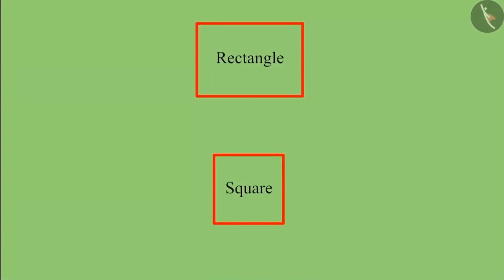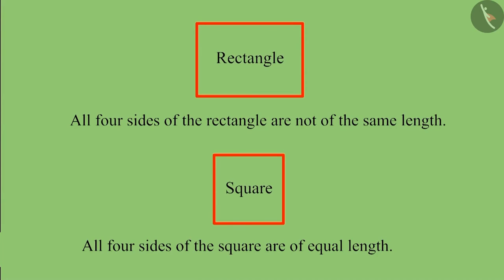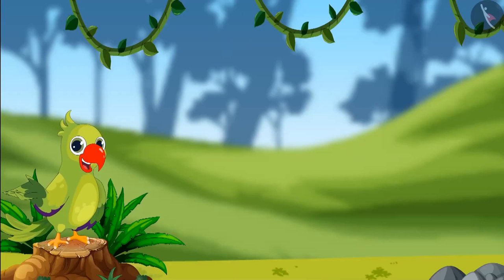So children, now you can also distinguish between square and rectangle, right? Both rectangle and square are made up of 4 sides. But the shape whose 4 sides are of equal length is called a square. And this is the rectangle.